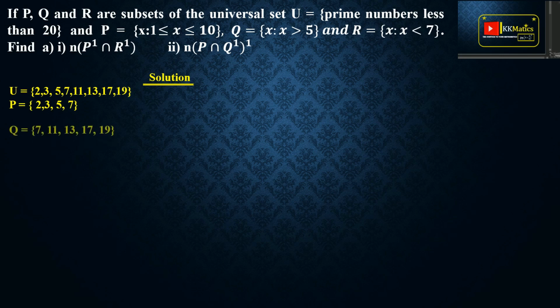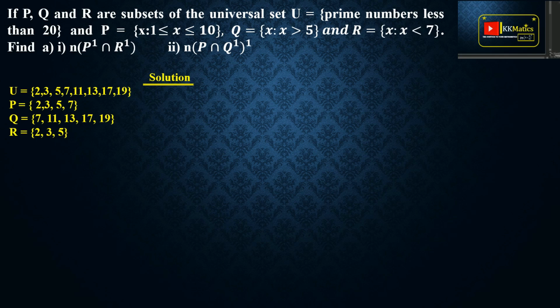For Q, we've been told that Q is the set such that x is greater than 5. So x being greater than 5, what are the elements that are greater than 5 that are in the universal set? That's 7, 11, 13, 17, and 19. The next thing is finding the elements of R, which are the numbers less than 7. So that's 2, 3, and 5.